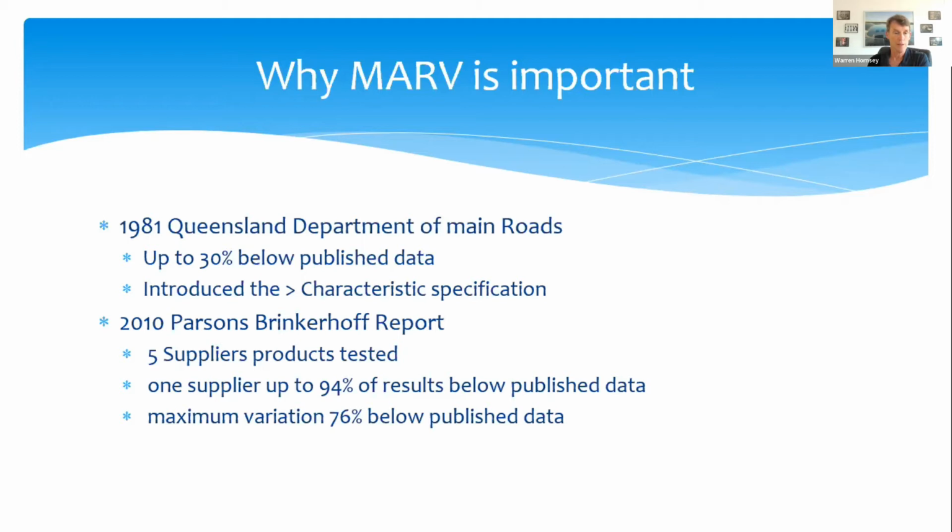In 2010, Parsons Brinckerhoff did a report which analyzed 5 suppliers' materials compared to their data sheets, and you can see the huge variability in results. One supplier had 94% of their results below their published data, with a maximum variation of 76% below their published value, which is kind of scary. And hence the drive to move away from the typical data sheets to something where we expect people to publish MARV values.